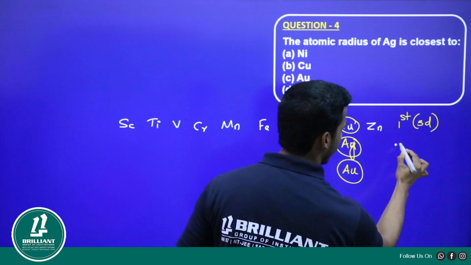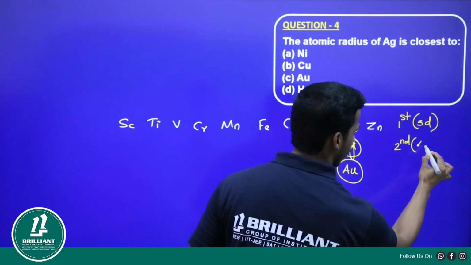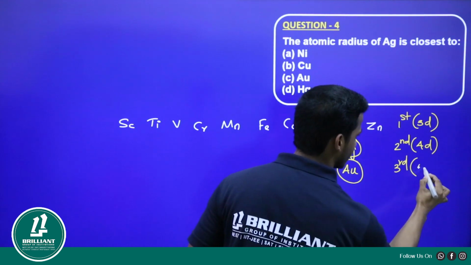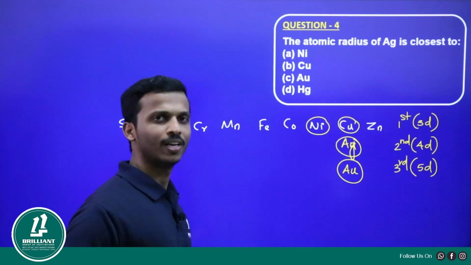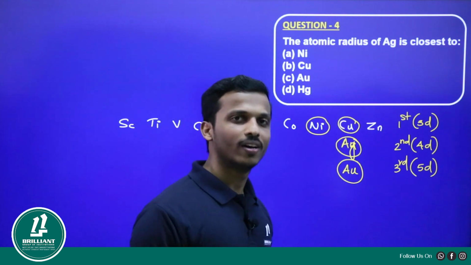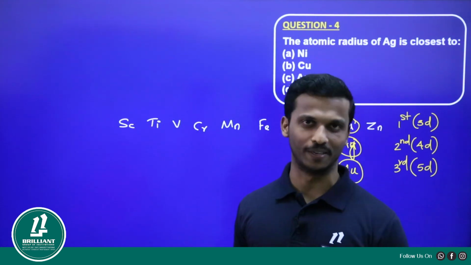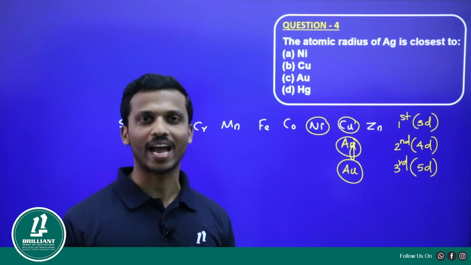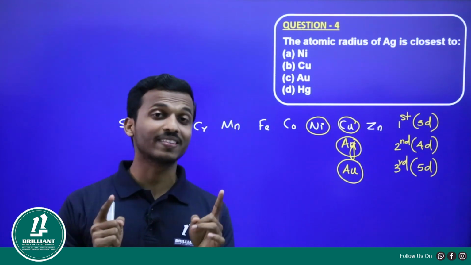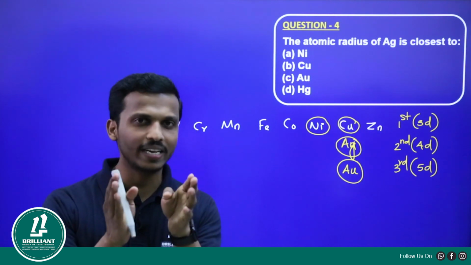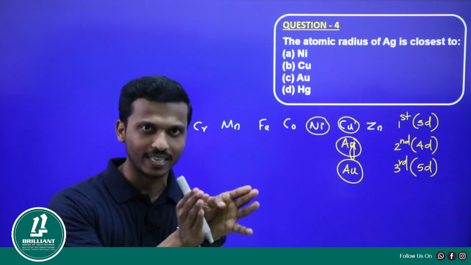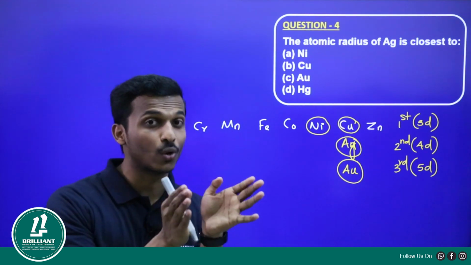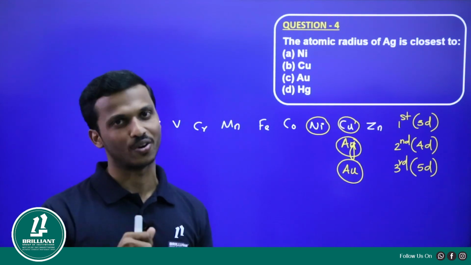The second one is called the second transition series, or the 4D series. And here is the third transition series, that is your 5D series. You may have studied in your D and F block elements chapter about lanthanide contraction. What is meant by lanthanide contraction? It is a steady but slow decrease in size through the lanthanoid series. That steady but slow decrease in size is called lanthanide contraction.